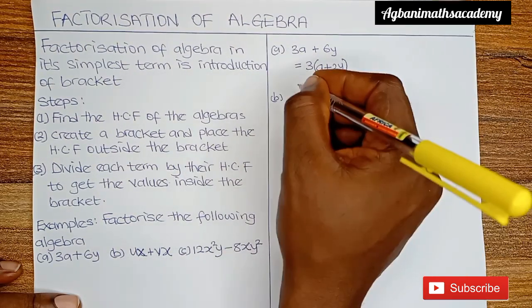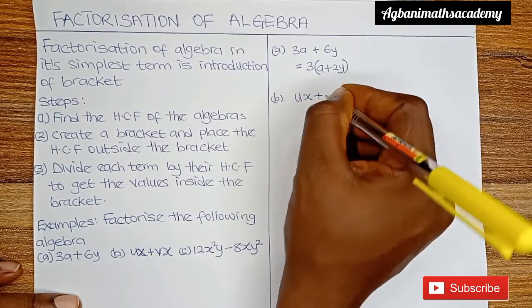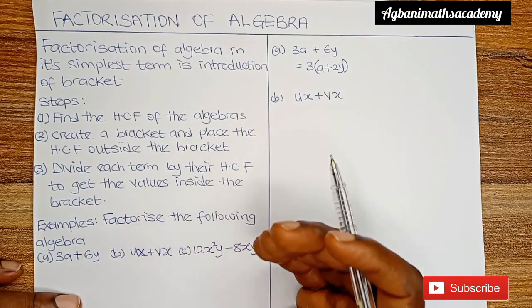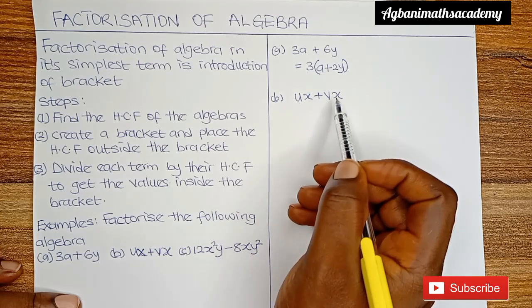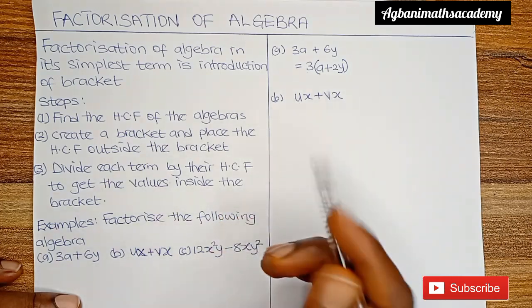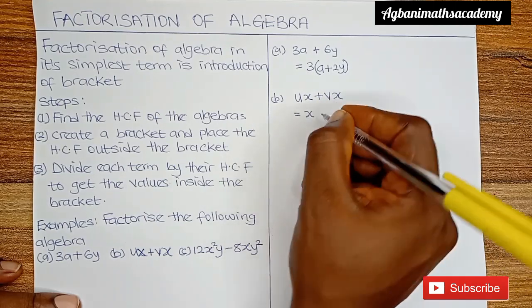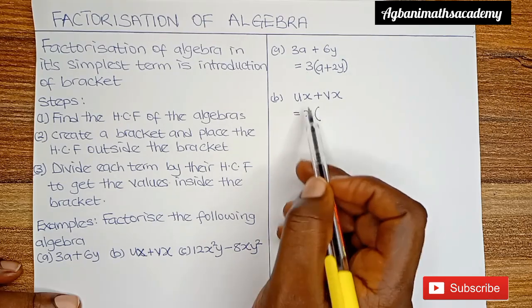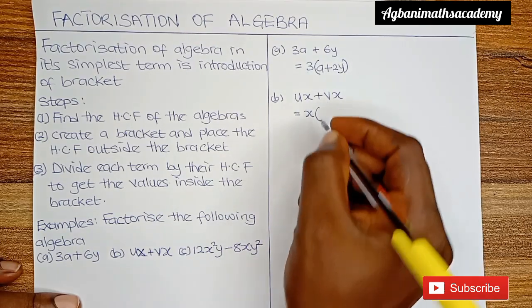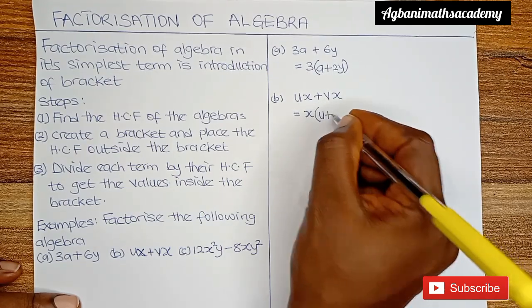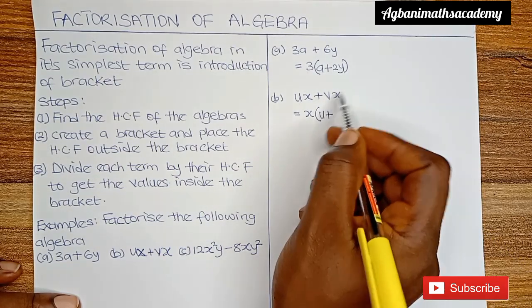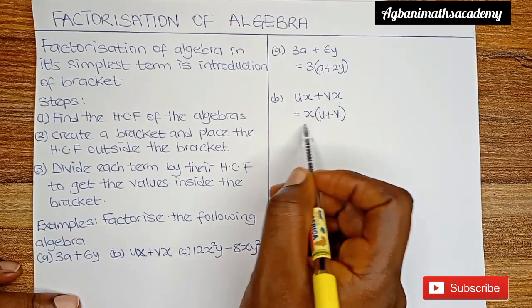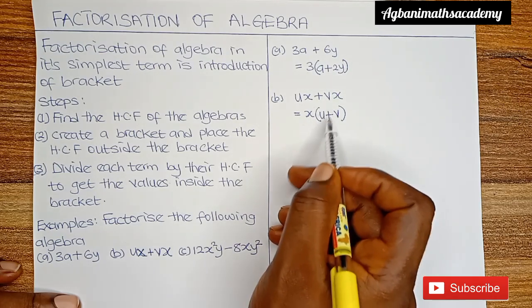B. ux plus vx. So between ux and vx, do we have anything that is common? Yes, we have x here and we also have x here. That means x is the HCF. So we bring it outside the bracket. Next step, we use x to divide each of the terms. ux divided by x. x is going to cancel out x, so we have u here, plus vx divided by x. x is going to cancel out x, so we have v. This means ux plus vx has been factorized to become x into u plus v.